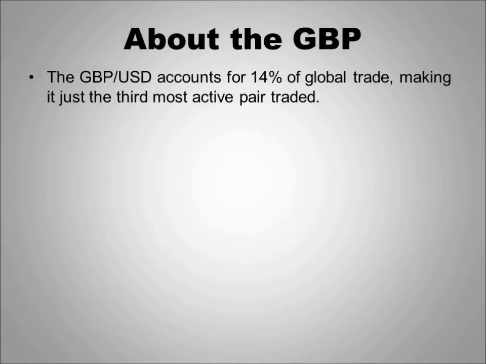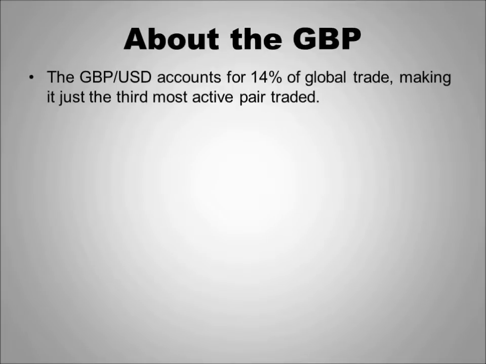So now let's talk about the British pound. So the pound dollar accounts for 14% of the global trade, which is the third most active pair targeted. So it's also a good opportunity to make a large amount of profit when we trade with the pound dollar pair because of the amount of fluctuations caused by what happens with the Bank of England, the British economy, and any information released by the Bank of England.